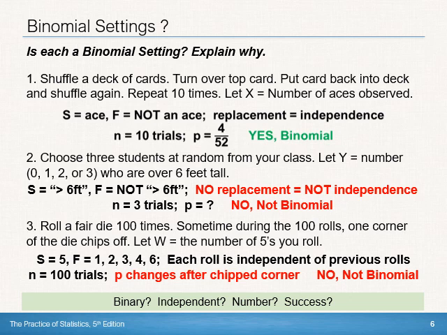And so each roll is either going to be classified as success or failure. So that's good. Each roll is independent. That's true. We have a fixed number of trials. That's true as well. But the problem is the probability changed. So the physical structure of the die changed. And so the probability of getting a 5 probably changed as well. And that's not allowed. So we do not have a binomial setting here.